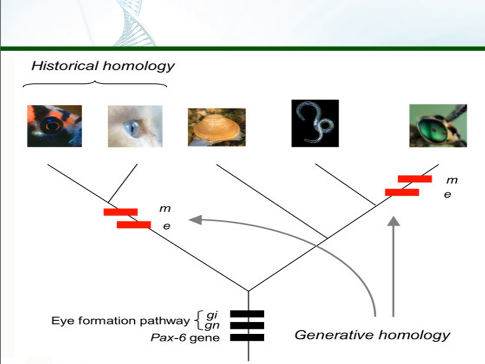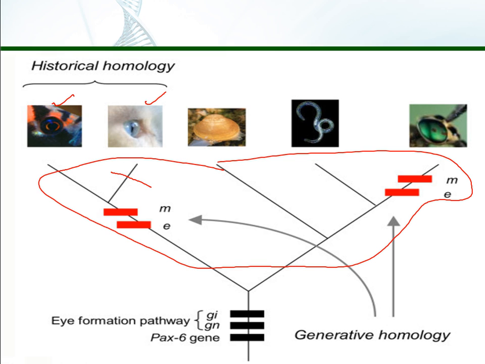So, historical homology. Historical homology means there are different organisms containing eyes, and through a phylogenetic tree we can easily identify which are closely associated with each other with reference to the eye. That is known as historical homology. Understood?